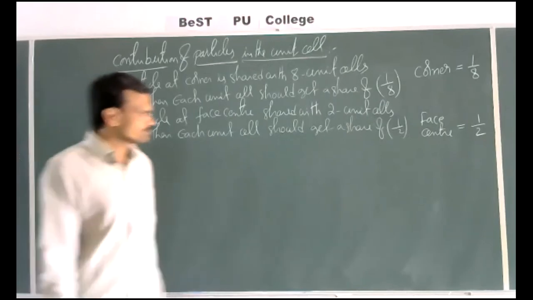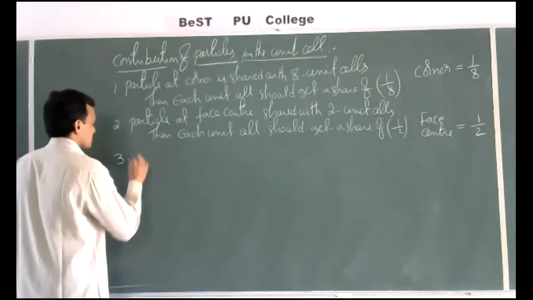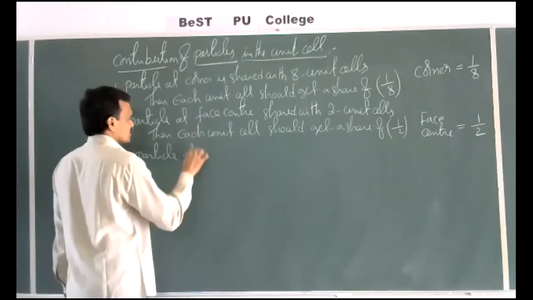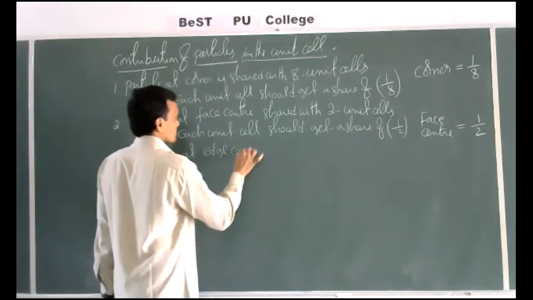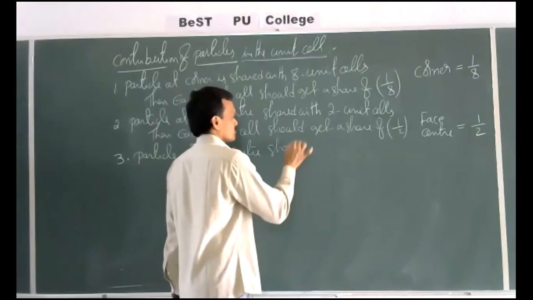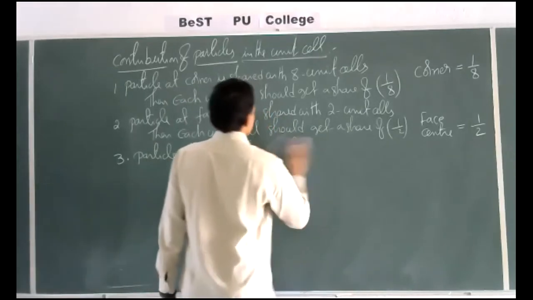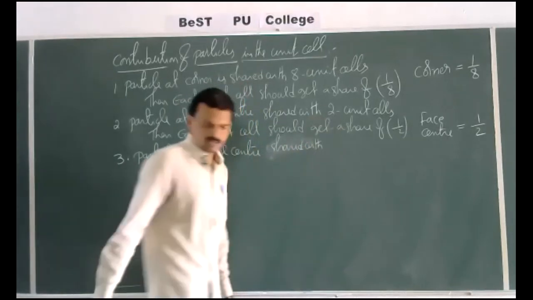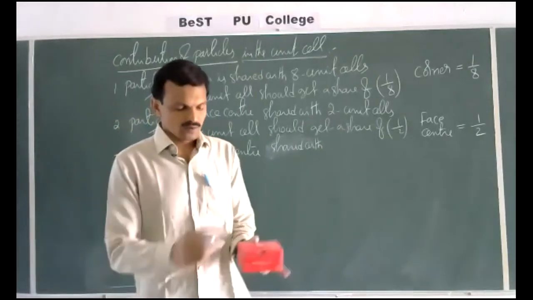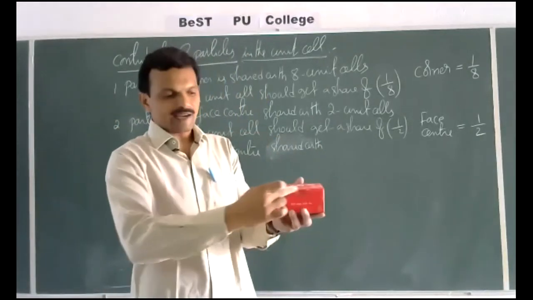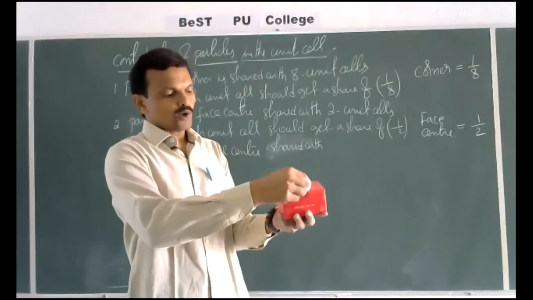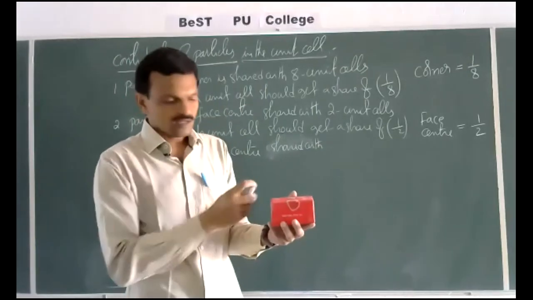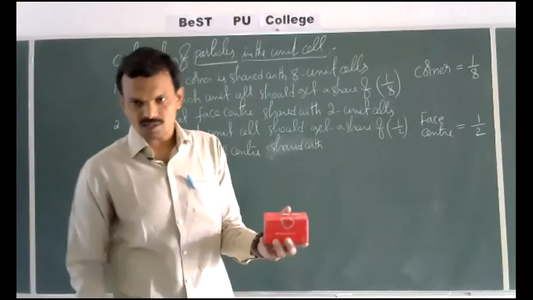And third one, edge center. Particle at edge center, shared with how many unit cells? Now let us see here. This is the box. This is the edge. Suppose if I place a particle here like this. This is the particle what I placed here. Then this particle will share with how many unit cells?